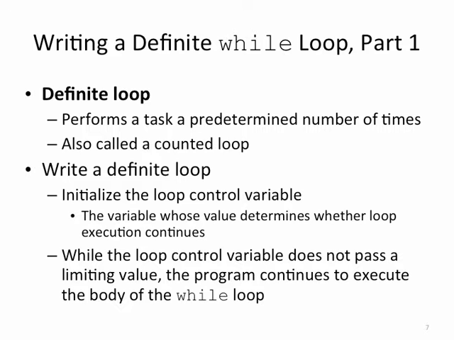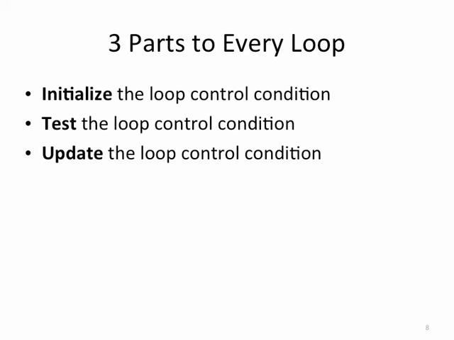This slide says it's also called a counted loop. I prefer to call it a count-controlled loop, and I apologize, I should have made that change. To write a definite loop, you need to initialize a loop control variable. That's the variable whose contents determines whether or not the loop continues, and that is the variable that forms the loop control condition. And then while that loop control variable does not pass a limiting value, that's the statement that would cause the loop to end, it continues to execute.